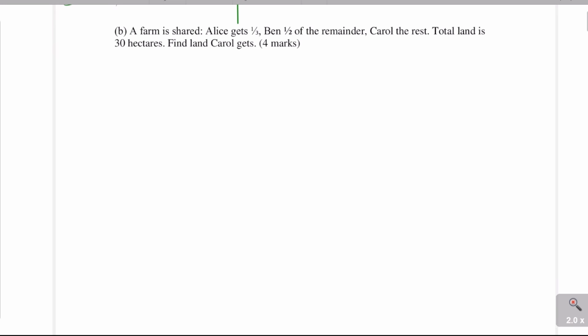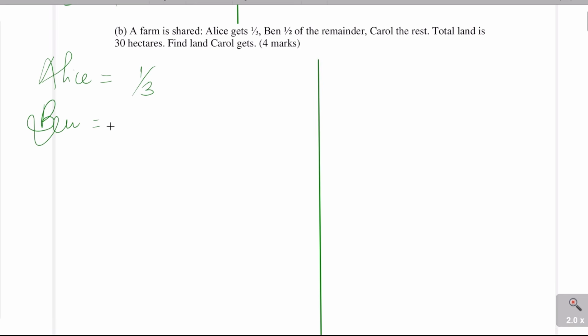Part B. A farm is shared. Alice gets a third, Ben a half of the remainder, Carol the rest. Total land is 30 hectares. Find the land Carol gets, 4 marks. So that is question part B. So Alice gets a third. Ben gets a half of what remains.